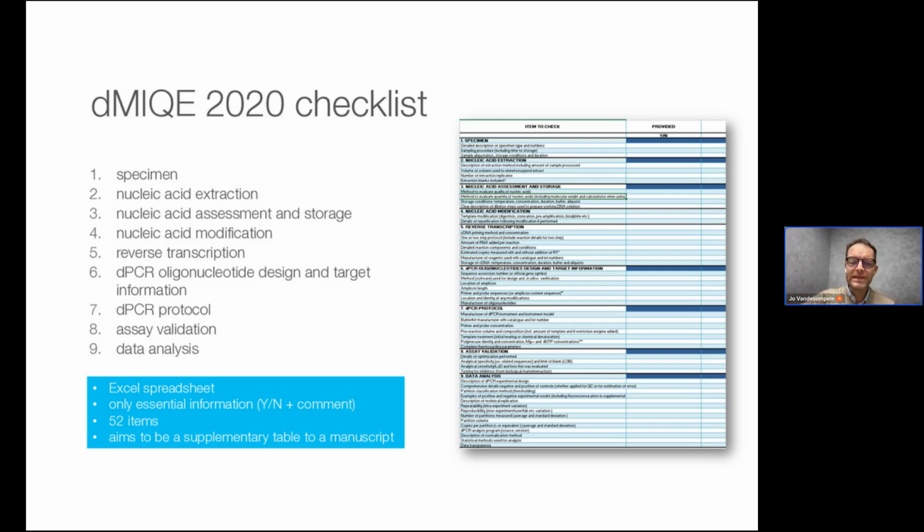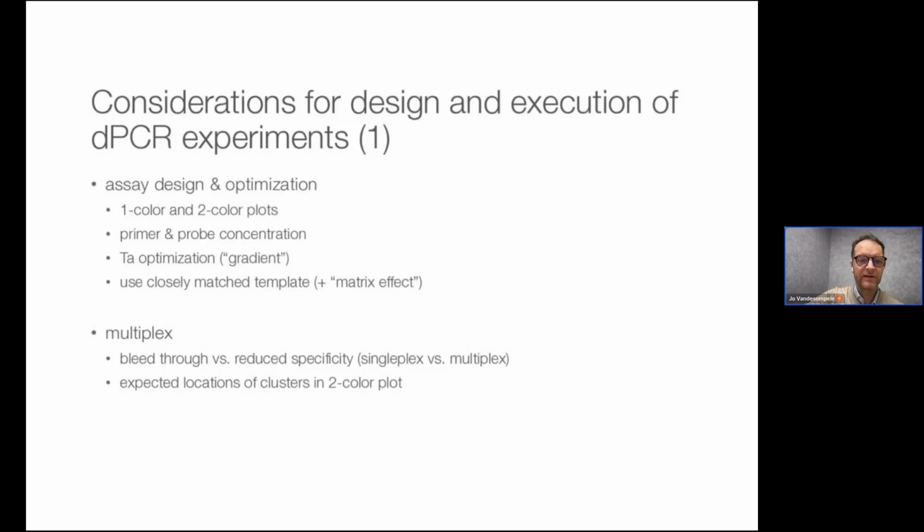So it really aims to be a supplementary table to a manuscript. And if you've done it carefully, it's not too much effort to do so, but you really are very transparent in how and why you did your digital PCR experiments. So apart from going into the details of the dMIQE checklist, I want to indicate that the paper really comes with a richness of information, also considerations to design and execute your digital PCR experiments.